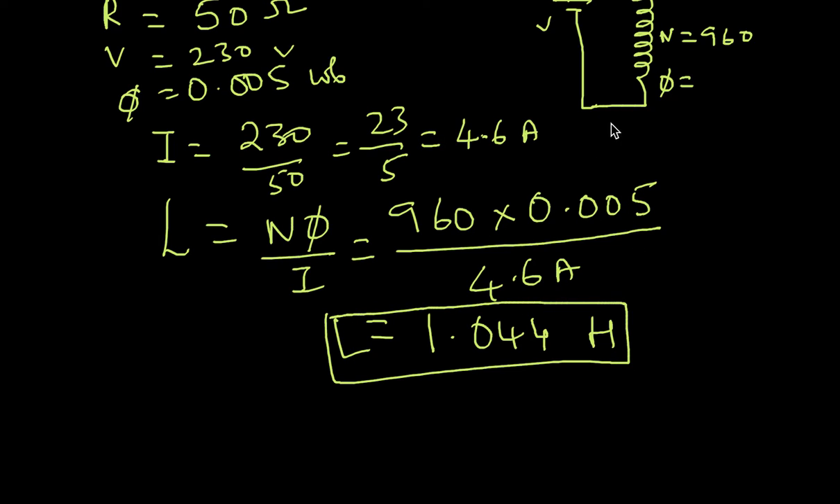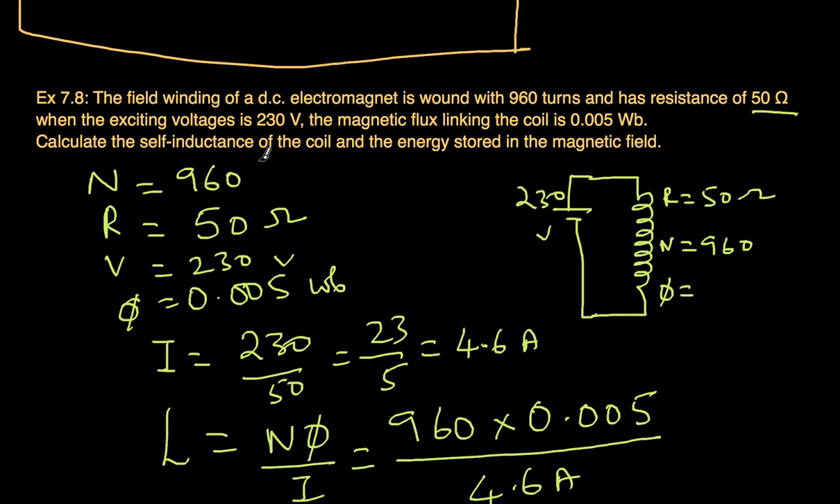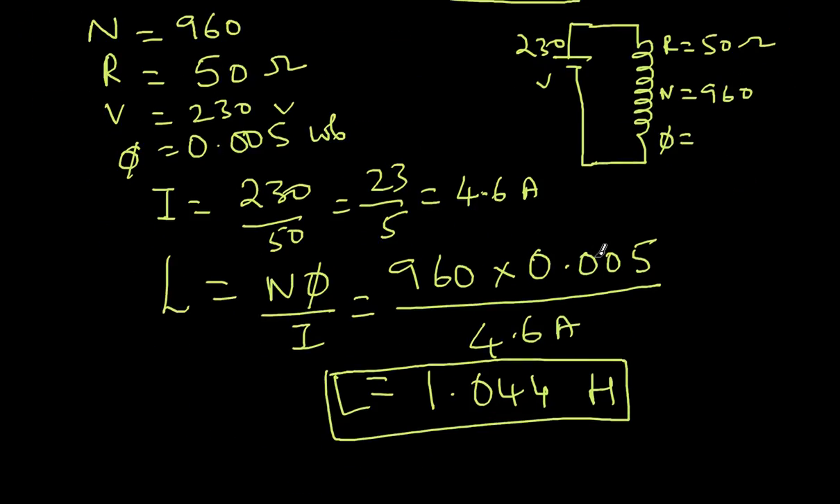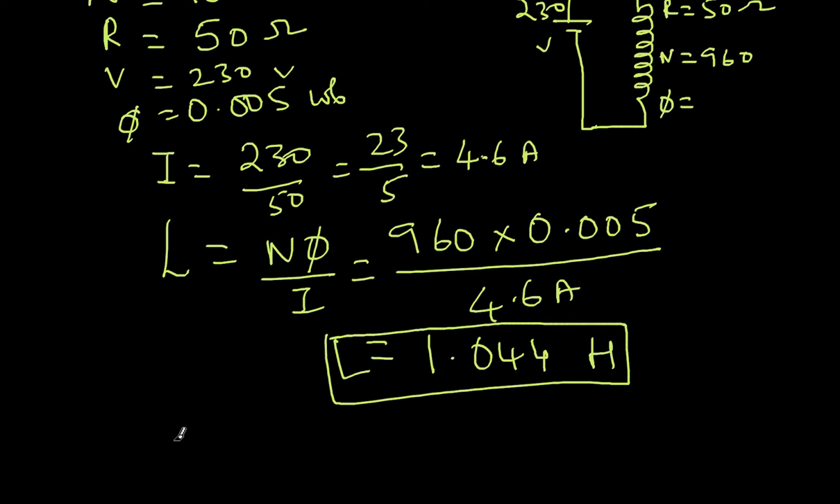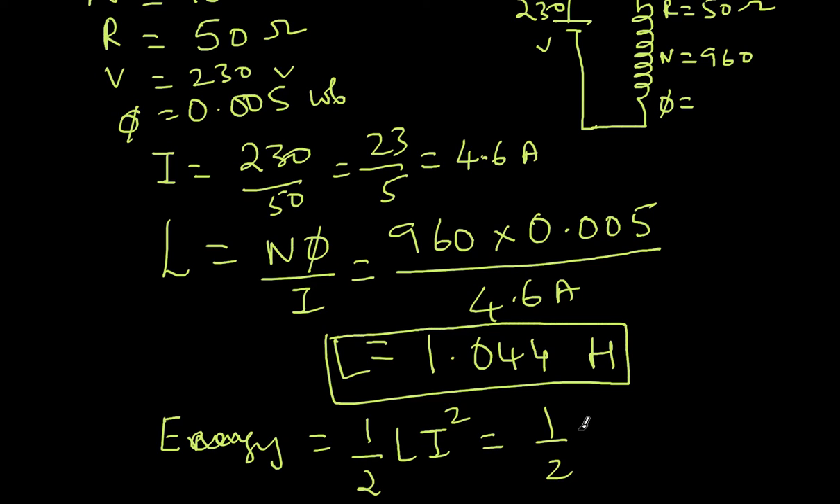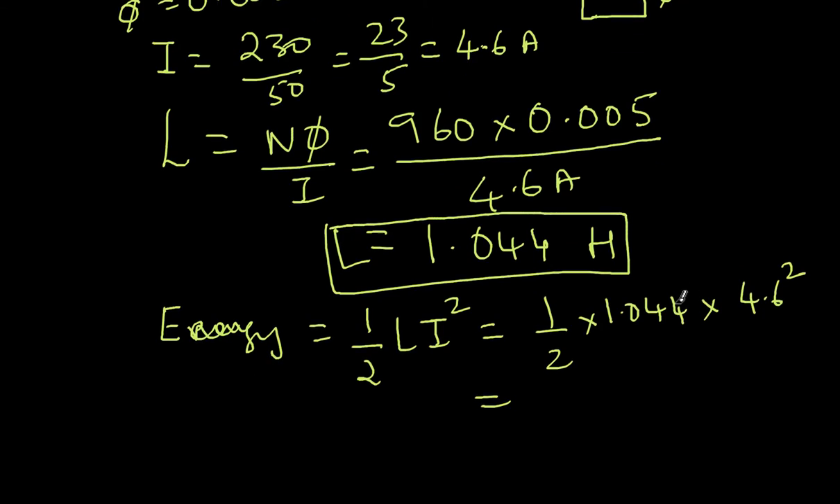Now another part of the question is the energy stored in the magnetic field. How do you find it? We have not discussed this concept, energy stored in the field, so for the time being, you can just use the formula half L i square. So half into 1.044 into 4.6 square. This is the energy stored in the magnetic field.